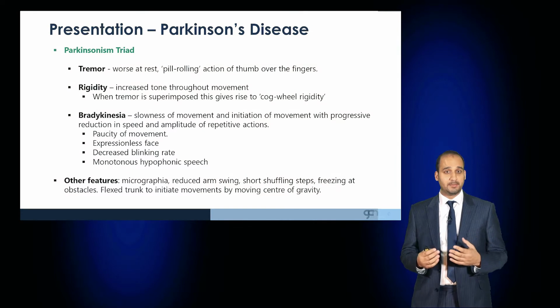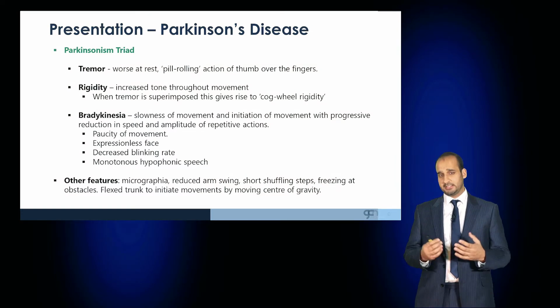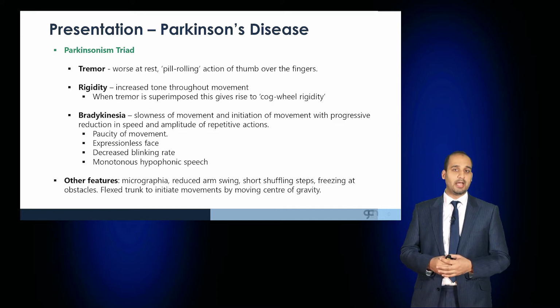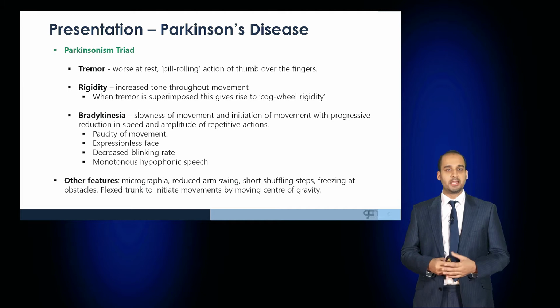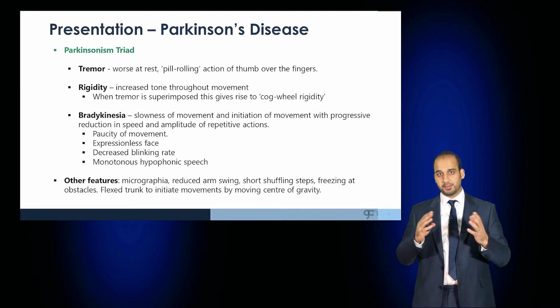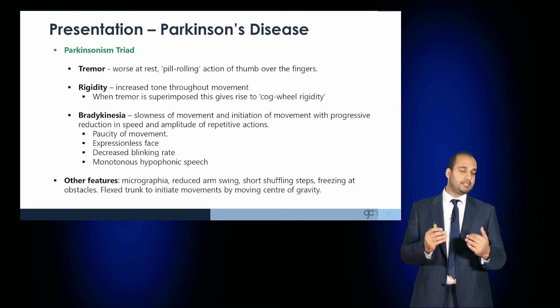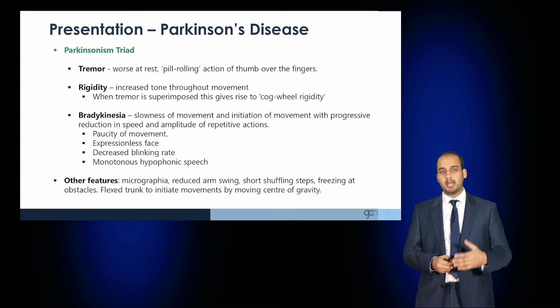Parkinsonism has a triad: tremor, rigidity and bradykinesia. The tremor tends to be worse at rest and is described as pill rolling due to the action of the thumb over the fingers. Rigidity is where the patient exhibits increased tone throughout the movement. The combination of rigidity and tremor give rise to cogwheel rigidity.